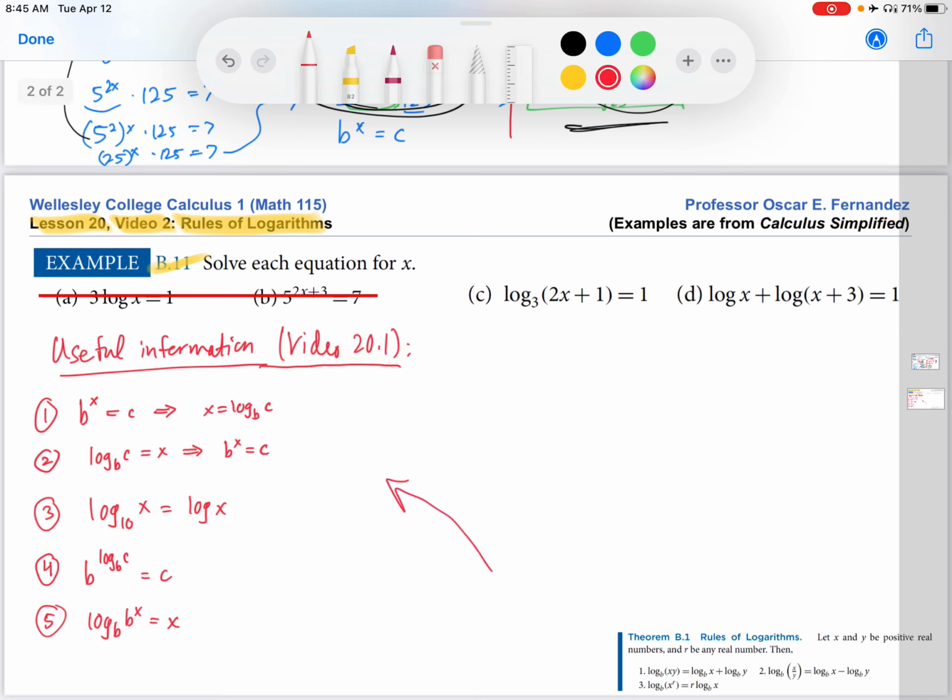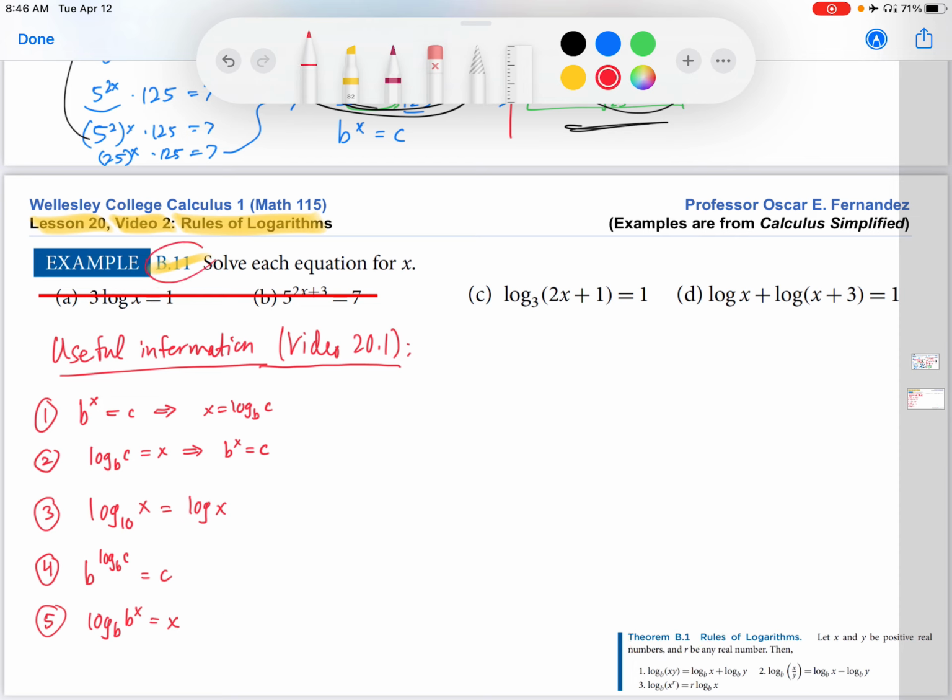So I copied over here on the left-hand side you'll see lots of different pieces of useful information. There are 5 of them. The first 3 up here I had talked about in this previous video, 20.1. I added 2 more down here, and when we get to needing to use them, I will review them. You'll also see on the lower part of the screen here the rules of logarithms. This is theorem B1 in Calculus Simplified. Same deal here. When we get there, I will tell you what those are and how we use them.